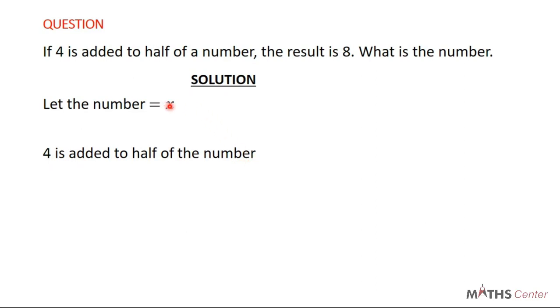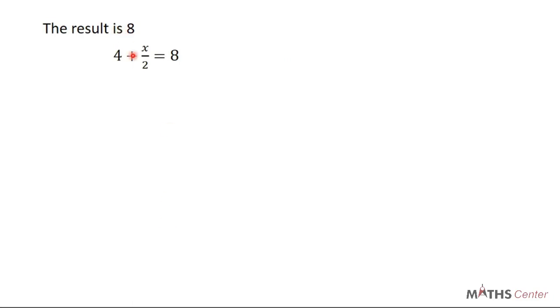We have now let the number be x. So 4 plus half of x. This will give us 4 plus 1/2 times x. And we know this will give us 4 plus x over 2. Now it says that the result is 8, which means that after you've done this, the result is 8. This whole thing here is equal to 8. So 4 plus x over 2 is equal to 8. As soon as we form this linear equation, we can now solve the linear equation.